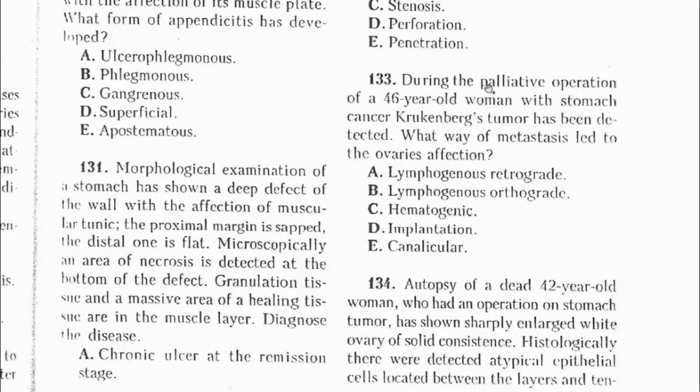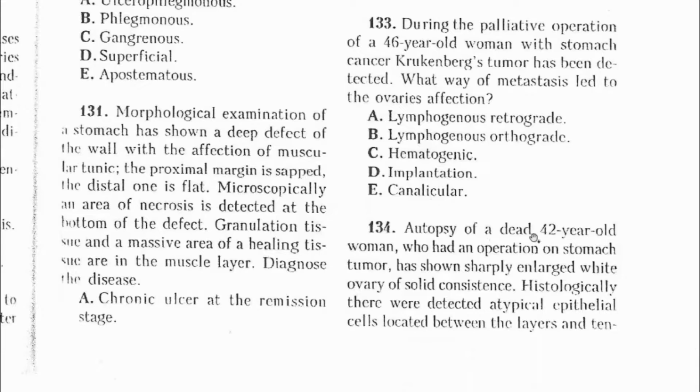During the palliative operation of a 46-year-old woman with stomach cancer, Gruenberg's tumor has been detected. Now, Gruenberg's tumor is simply a tumor which refers to a malignancy in the ovary that metastasizes from a primary site and spreads via the lymphatic system against the lymphatic valve. Therefore, it is retrograde. So in this case, we have lymphogenous what? Retrograde. So your answer is A.